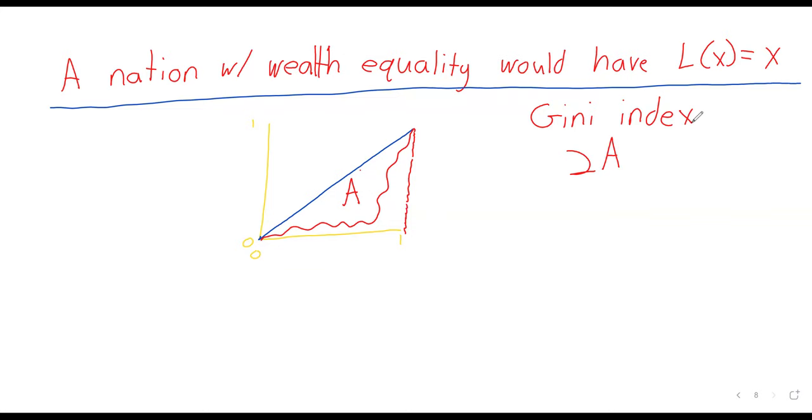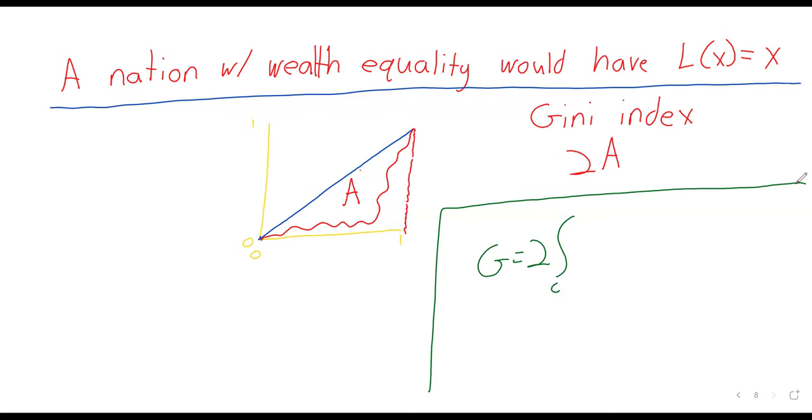And now, that area is the integral between 0 and 1. The upper curve is x. The lower curve is the Lorentz curve. So the Gini index is the area between curves, more or less. It's an integral. And this is also a good example.